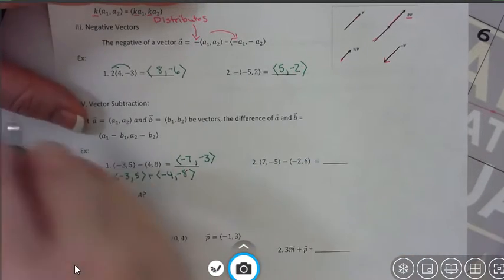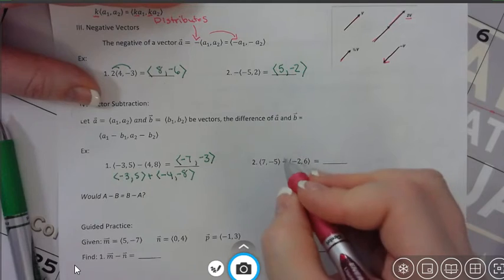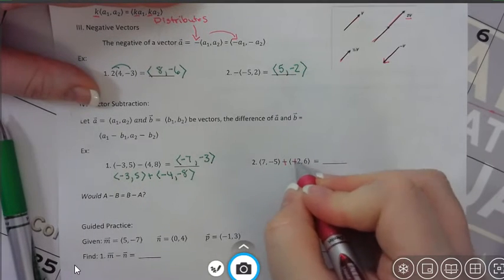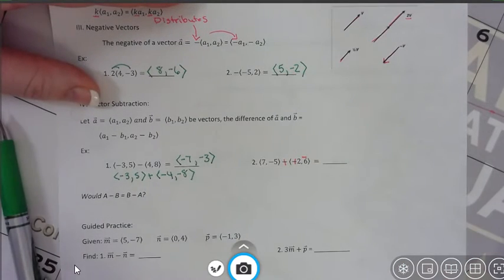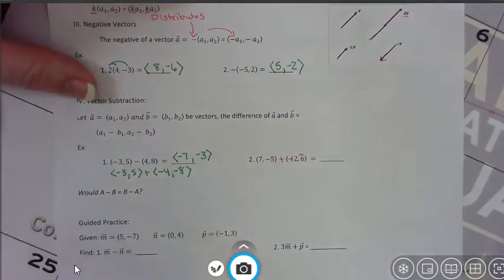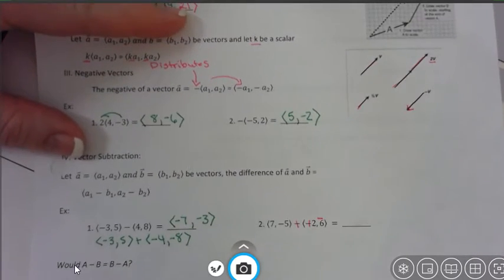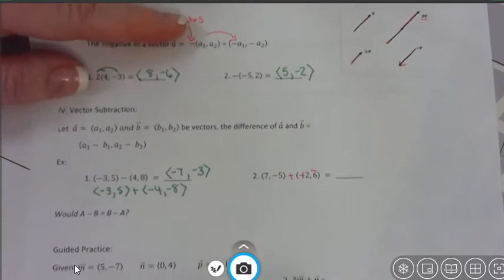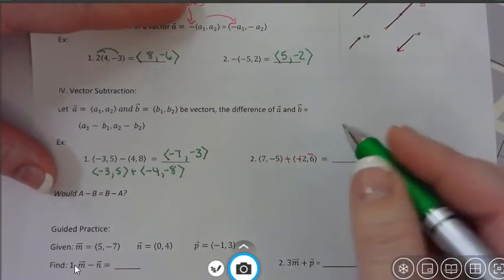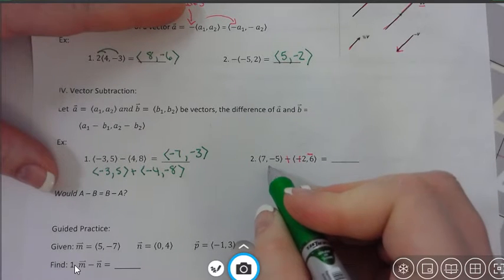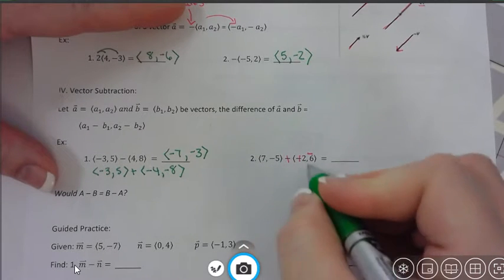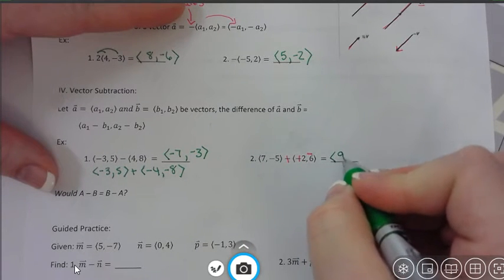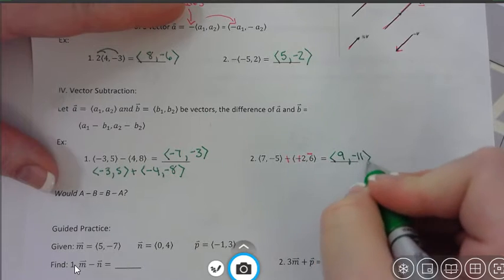All right, I'm going to show you another way. I'm going to change the signs of what I have so you can see that. I'm going to zoom in just a little bit. Okay, that makes it a little bit bigger. All right, so this is going to give me 9 and negative 11.